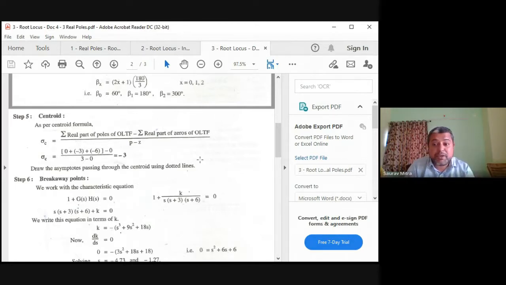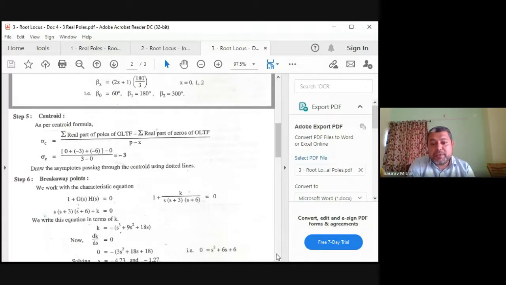So −3 is the point on the real axis, and the sigma c will always be on the real axis. Not necessarily, because bigger numericals are there where we'll find that sigma c can be imaginary also. So we will see that. In this case, we are finding the real part addition. There are 3 poles, 0, −3 and −6. Add all these, it becomes −9 divided by 3. So sigma c is −3.